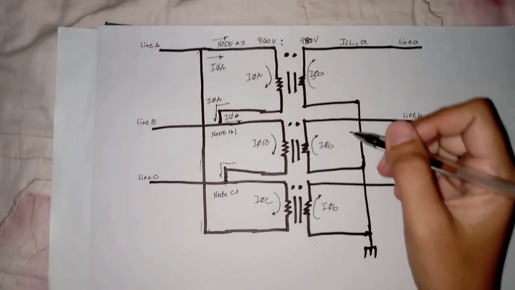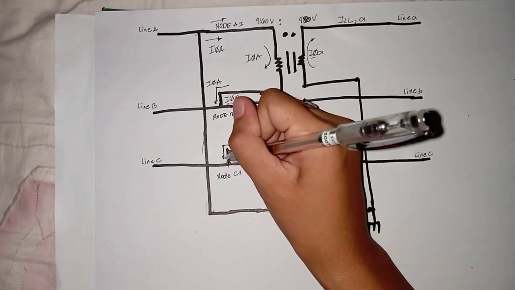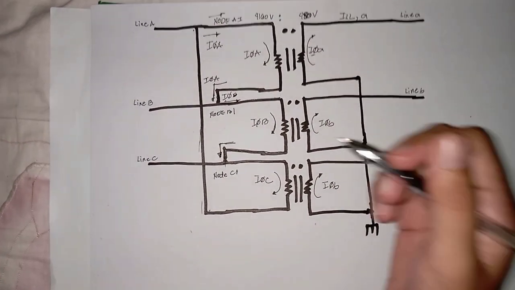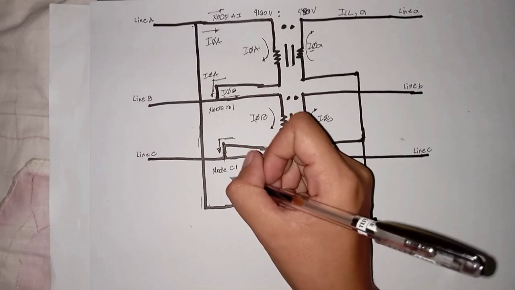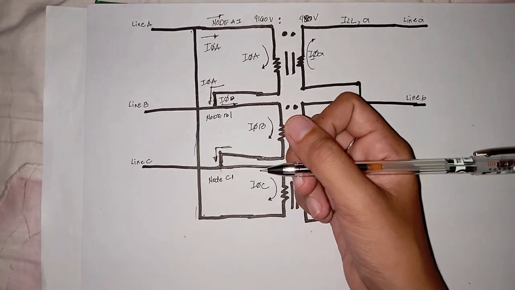So since the non-polarity side of winding B is connected to the polarity side of winding C, the current that goes into the node C1 is the same phase B current.